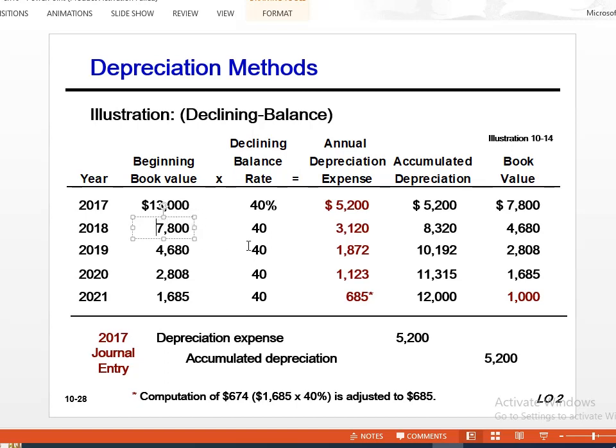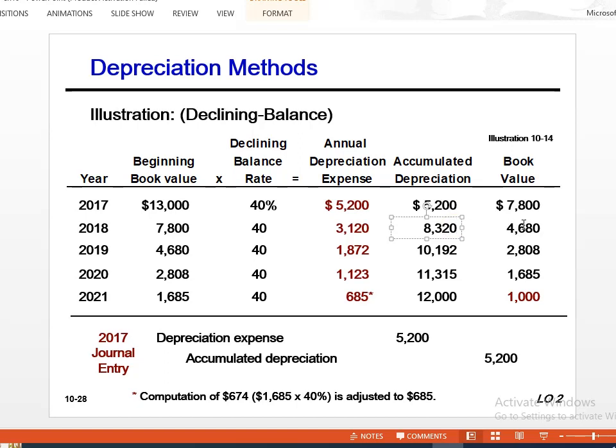Again, I'm going to multiply it with the rate. I get the depreciation expense for 2018. Now accumulated depreciation already has 5,200. I'll add this 3,120, so accumulated depreciation will become 8,320.